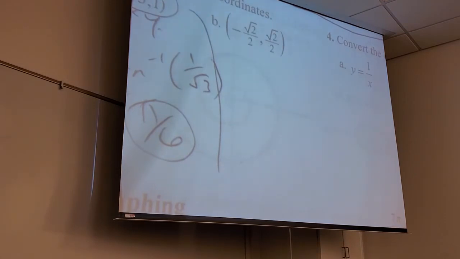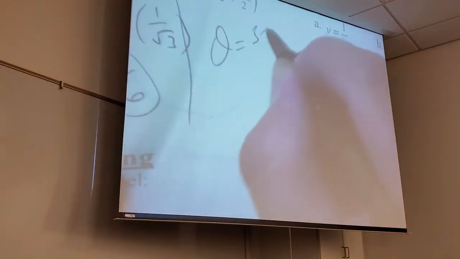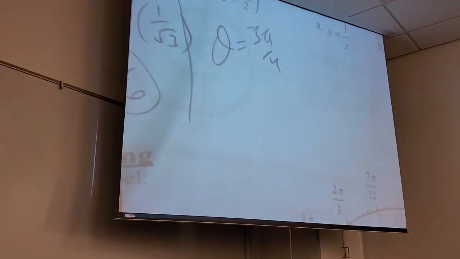Pi over 4? It's gotta be some kind of pi over 4, but what quadrant is that point in? The second quadrant. So it's a reference angle of pi over 4, so what's the actual angle? 3 pi over 4. Look at that, I didn't have to do much work at all.